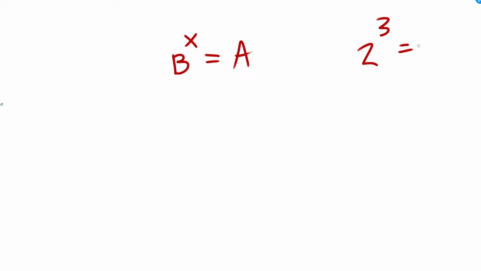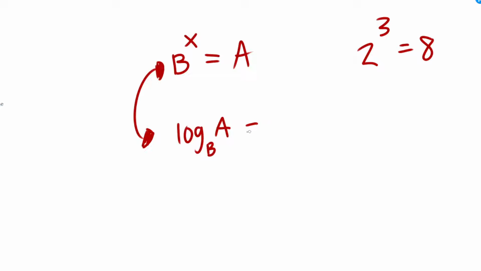So the key to our mystery is we have base b to the exponent x is equal to your answer, right? That's going to be anything. So you could have something like 2 cubed is equal to 8. To switch into logarithm form, you write log base b of a is equal to x.